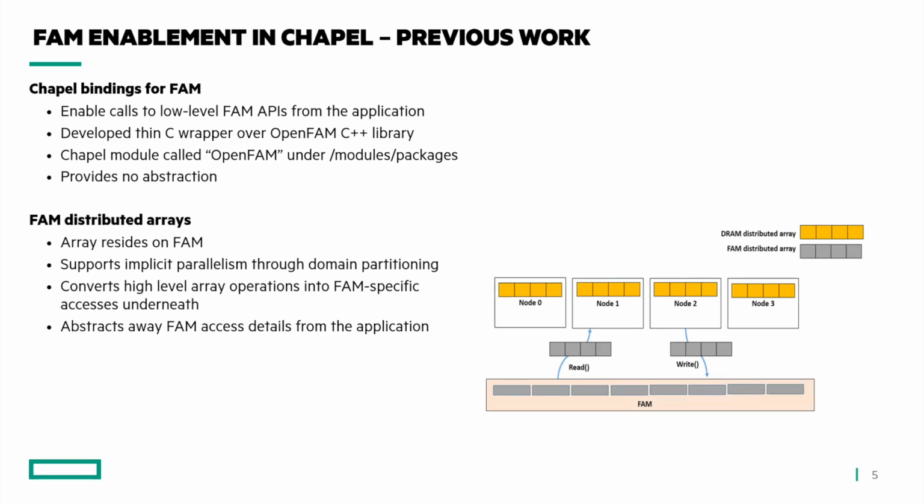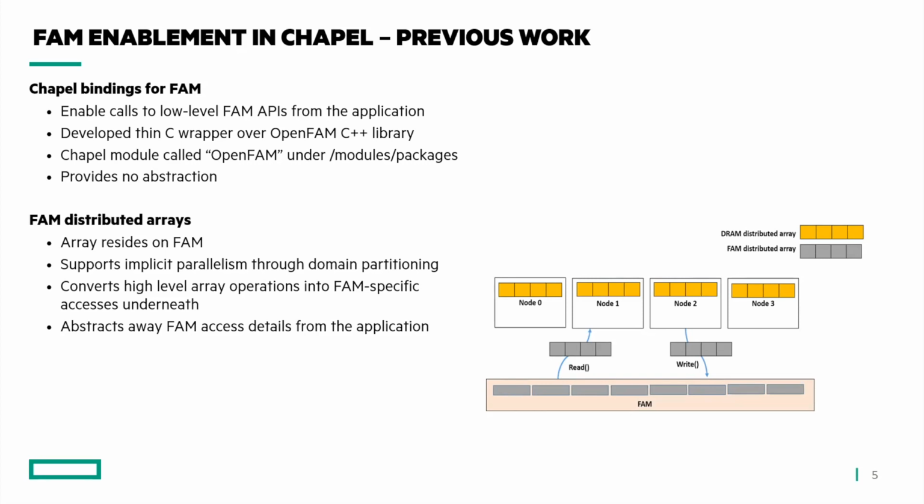Then our next effort was to enable FAM access through a language construct and provide abstraction. For the ease of parallel programming, as we know, Chapel provides a nice feature called array distribution, which is also widely used in Chapel applications. So we thought enabling array distribution for FAM is more relevant. For that, we have created a FAM distribution module that basically allows users to store the array data on FAM, and also provides all the features and functionalities that a typical array distribution provides.